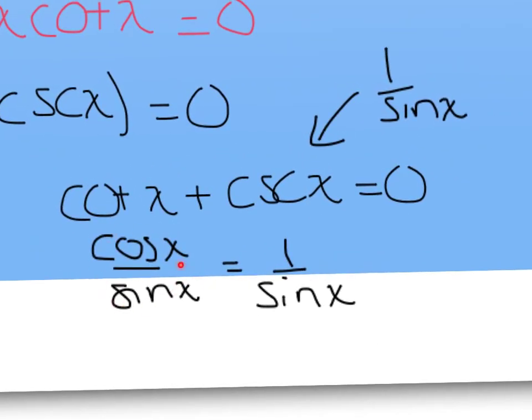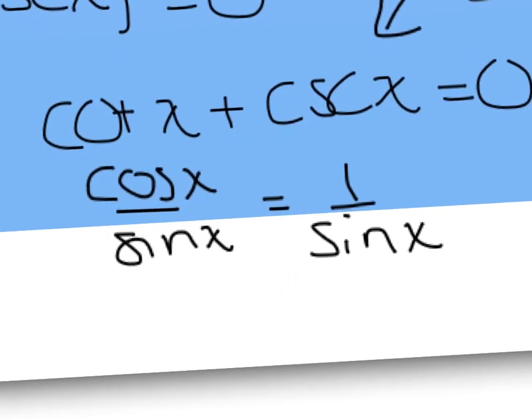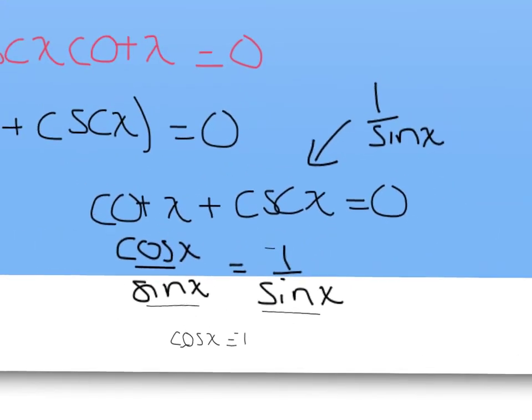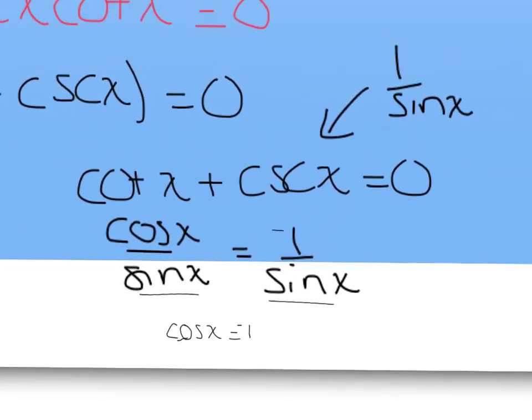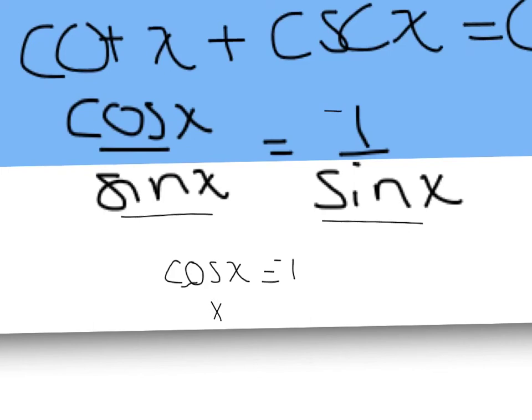Cotangent's equivalent to cosine over sine. Cosecant's equivalent to 1 over sine. So if I swing that one over to the opposite side, what statement of equality can I make from here? Are the denominators equal? Yeah. So what can I say about the numerators? They're equal too. Sorry, that was negative 1 because I had subtracted it from both sides. I apologize. And then yes, you get x equals pi.